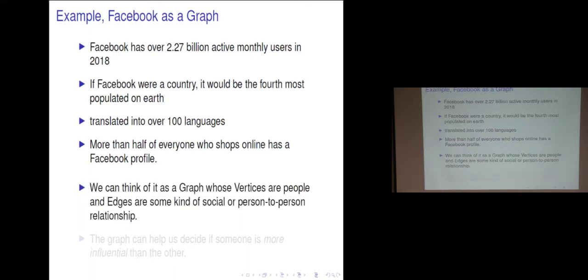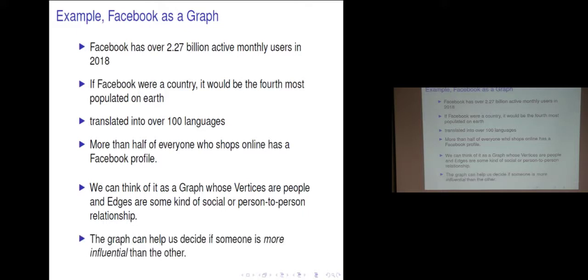But we can study something. We can represent Facebook as a graph. So we can think of it as a graph. The vertices are the users, and the edges are some kind of connections between the users. I guess you are more familiar with this. You can have friends or whatever, so you can connect some of the users by some edges, right?